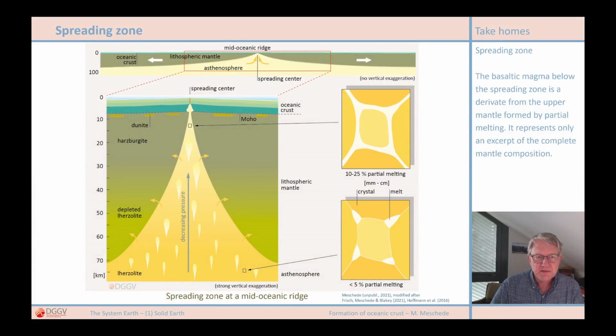After discussing the evolution of the oceanic crust in comparison to the lithospheric mantle and the evolution of the oceanic lithosphere over time in the last video, I would now like to focus on the oceanic crust, that is the part of the oceanic lithosphere that is completely formed at the spreading zone of a mid-oceanic ridge.